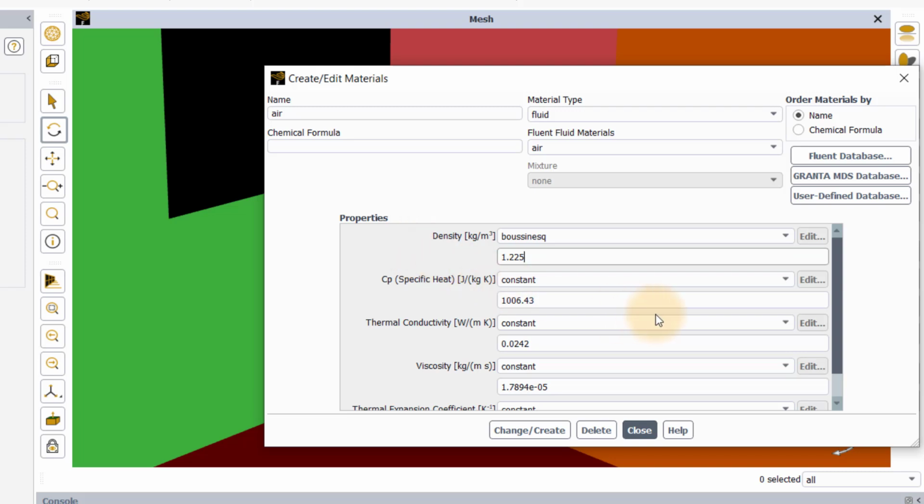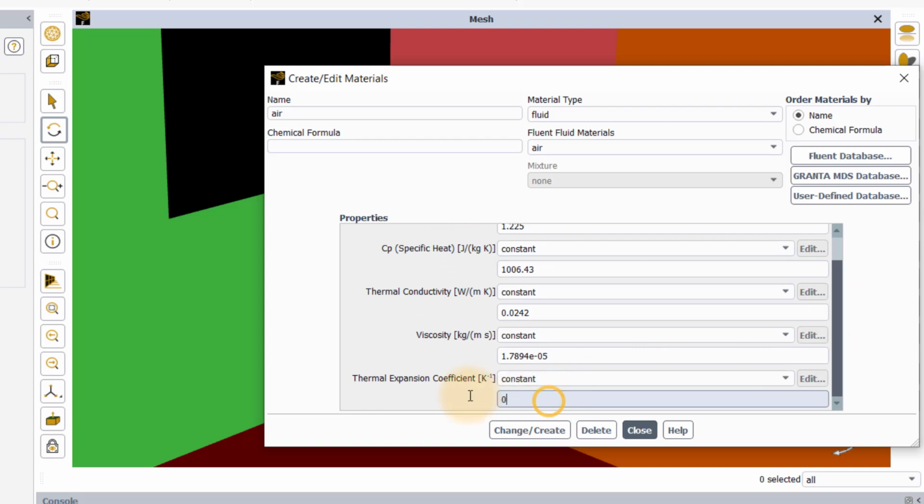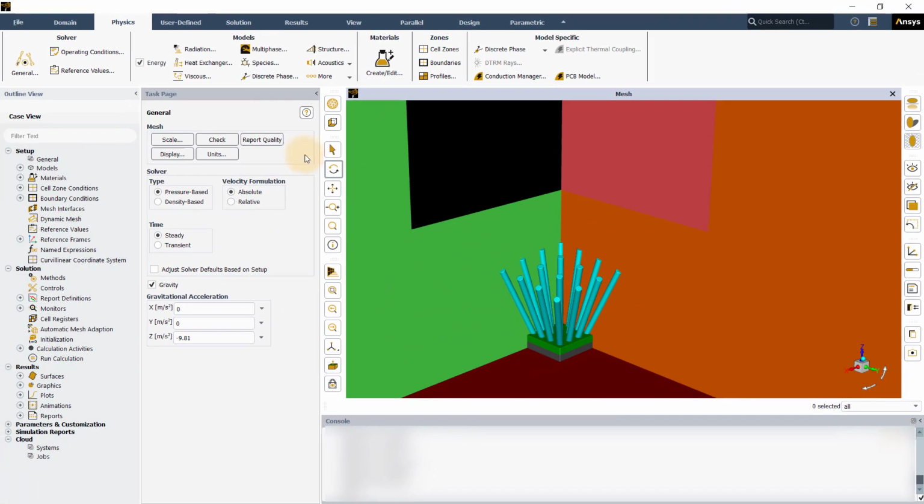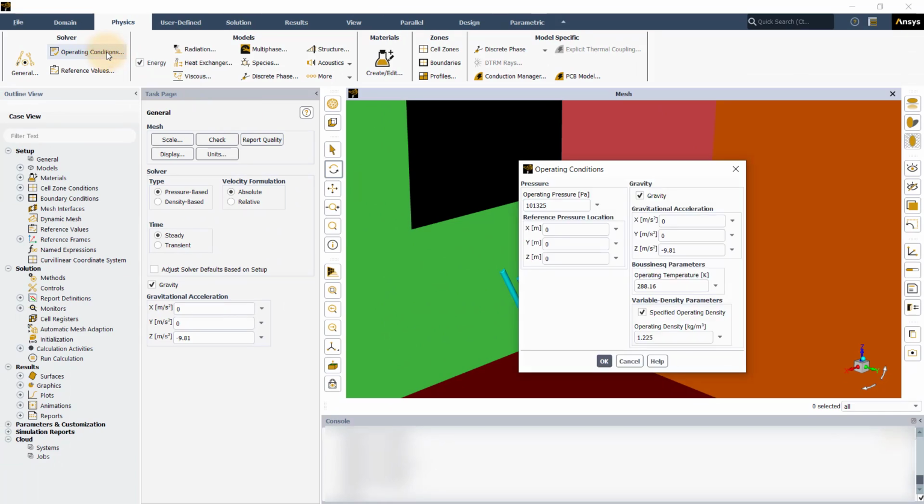Second, the thermal expansion coefficient is hiding out of sight at the bottom of the panel. Do not forget to scroll down and enter a value, because the default value of zero would be the same as no buoyancy. Thermal expansion coefficient is a material property, so you can find appropriate values in engineering handbooks or sometimes on Google. The final setting you need for the Boussinesq model is T0, and Fluent takes this value from the operating temperature field in the operating conditions panel.